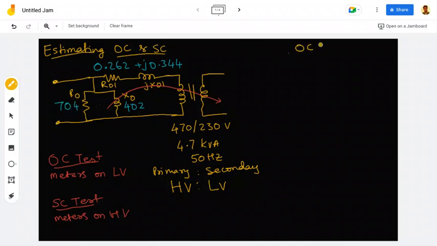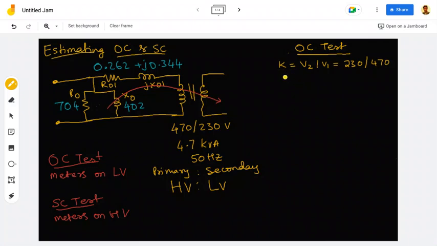So OC test. Now, what is the K? K is the voltage ratio V2 by V1. This is just a standard terminology. So that is 230 divided by 470.